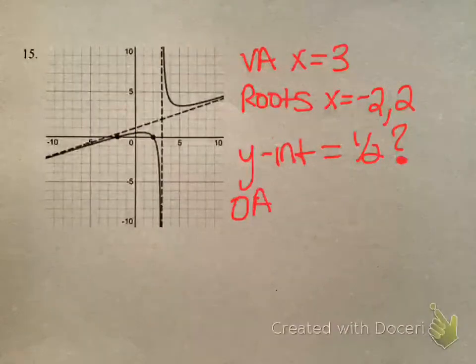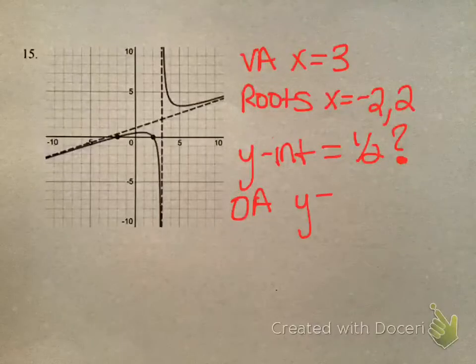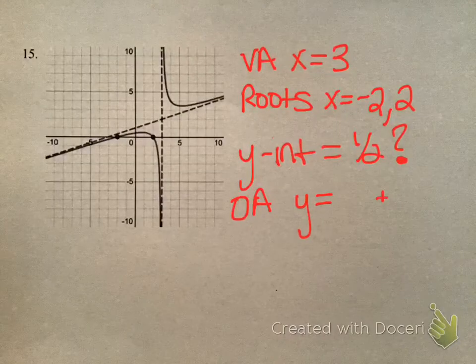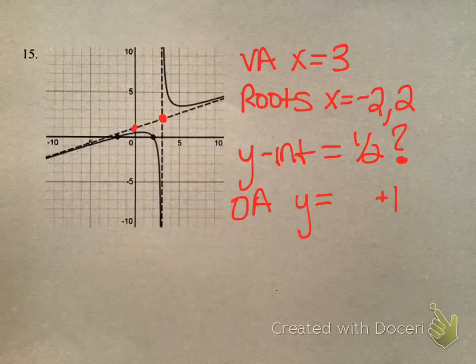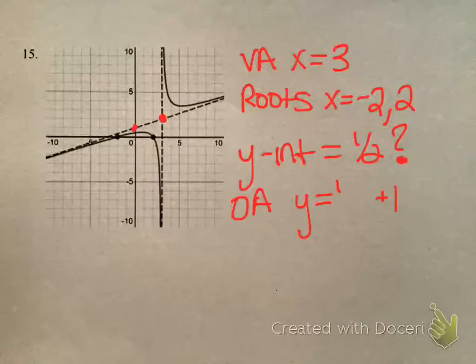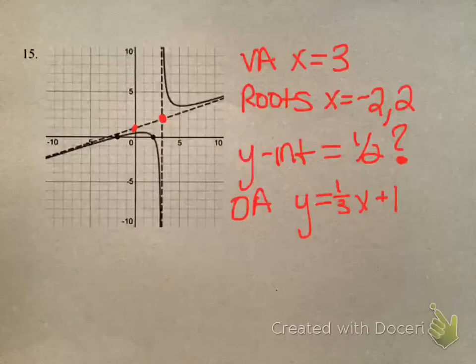But what you can use is the oblique asymptote. If you look at the oblique asymptote that they drew into the graph, it is a line. The y-intercept for that line is at +1. And the slope of that line, if you choose any 2 points, like these 2 points right here on that line, is 1/3. So the equation of the oblique asymptote is 1/3 x plus 1.